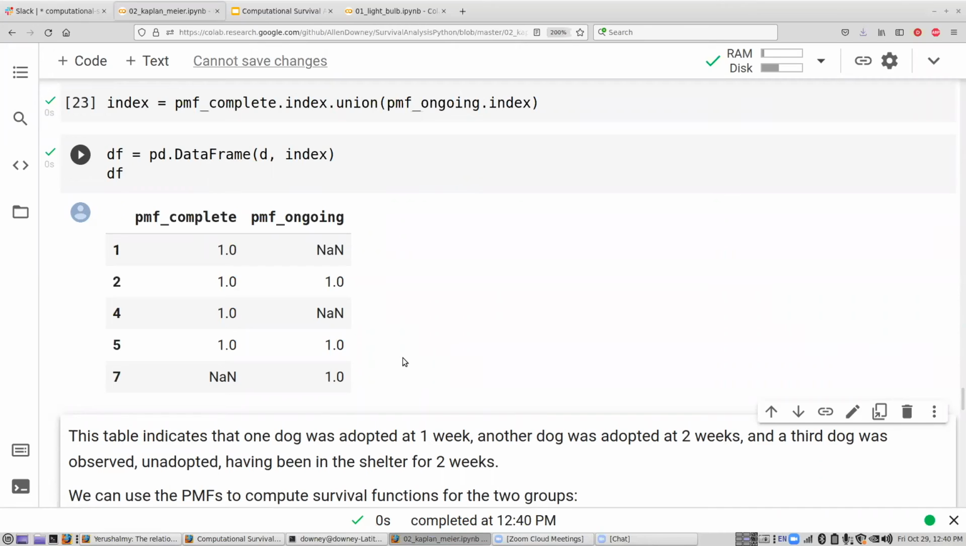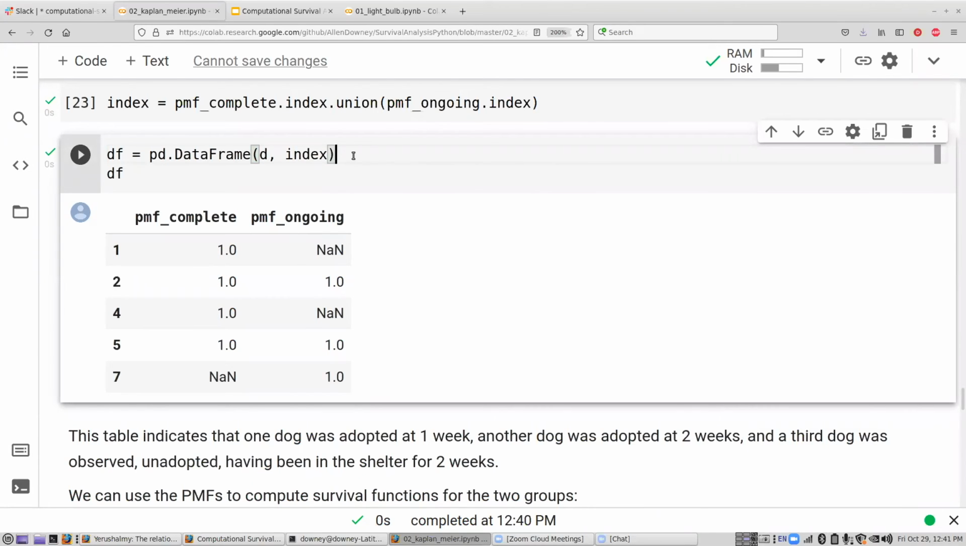And this has allowed me to put the 2 PMFs into the same data frame and to line them up so that the index, the column on the left-hand side, these are the week numbers. This is telling me that during week 1, there was 1 dog that was adopted. During week 2, there was 1 dog that was adopted and 1 dog that was observed at week 2 and then left the observation window. And I'm doing all of this because what this is going to allow me to do is compute the number of dogs who were at risk during each week and the fraction of them that were adopted.